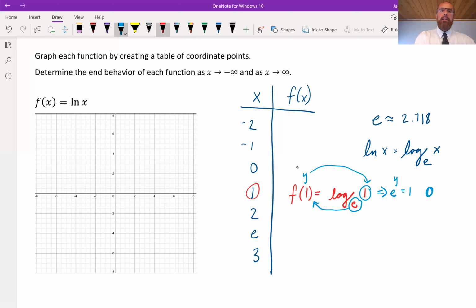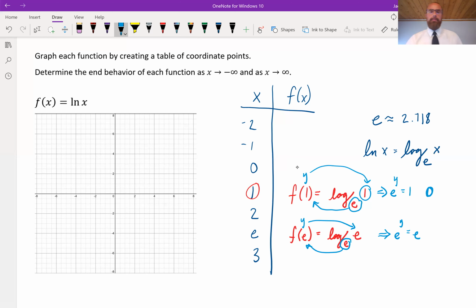Now the other value that I can calculate here is e. So f at e is log base e. Again, I'm using that expanded form so that we can see what's the base on ln, natural logarithm, of e. Now, to convert this to an exponential, we'd start at the base, so e to the power of some y, I don't know, what is it, equals e. Well, anything to the power of 1 equals itself, so this evaluates as 1.